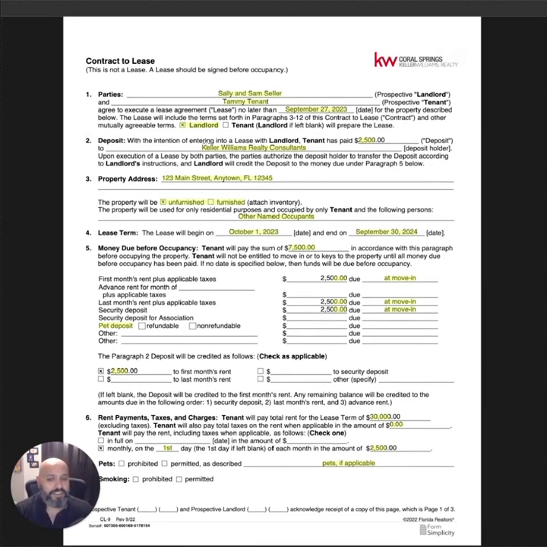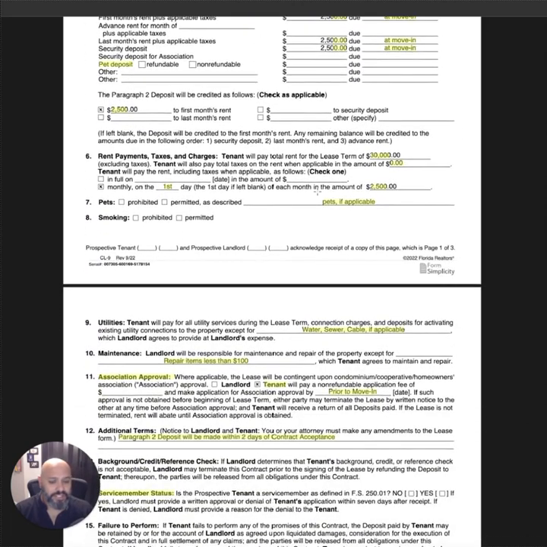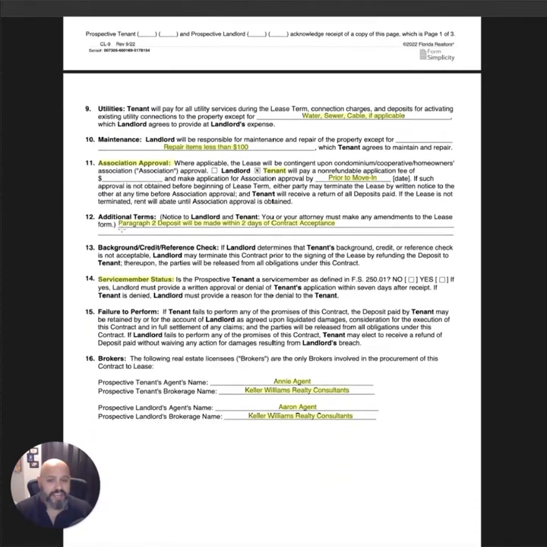Now, one of the things it says in here is that, with the intention of entering the lease, the tenant has already paid $2,500. Well, I want to skip forward to additional terms. I put in additional terms in paragraph 12 that says the paragraph 2 deposit will be made within 2 days of contract acceptance. So even though the contract says that $2,500 was already made, by writing in this additional clause, I'm saying that the paragraph 2 deposit will be made 2 days after the landlord accepts this contract.